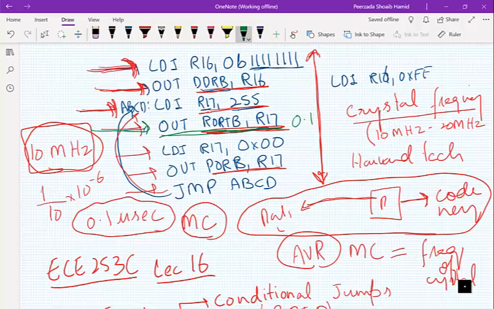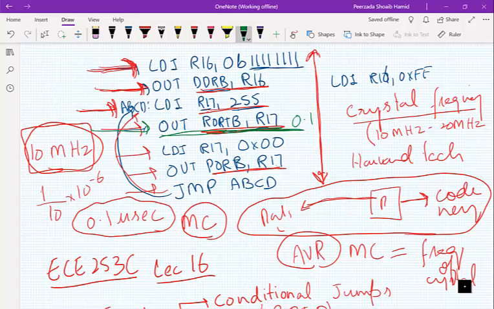But now the question is, for how much time will these LEDs be on before turning off? That depends on how fast the next instruction, which turns them off, is executed. What's the time gap between the instructions of turning them on and turning them off? And how do we calculate that?